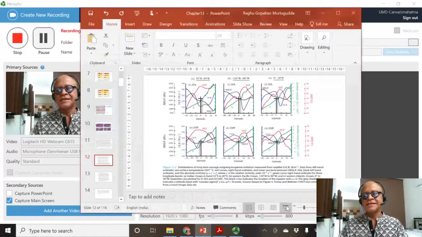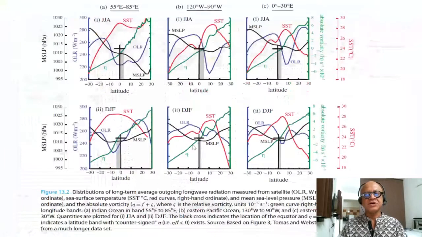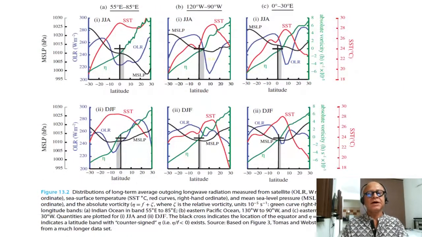Let's look at some more details of these key variables that we are worried about. Mean sea level pressure, OLR, an indicator of convection, and sea surface temperature, which is obviously critical for convection and sea level pressure distribution. This is showing the Indian Ocean sector, Eastern Pacific, and the tropical Atlantic.